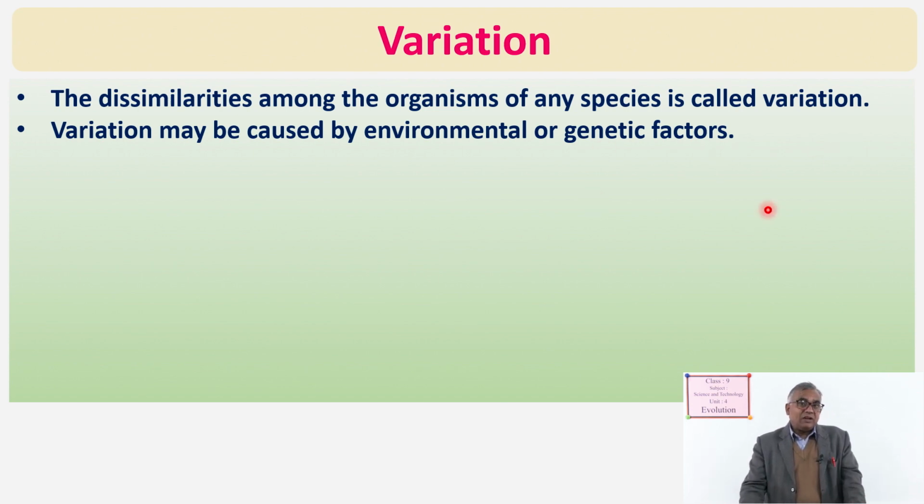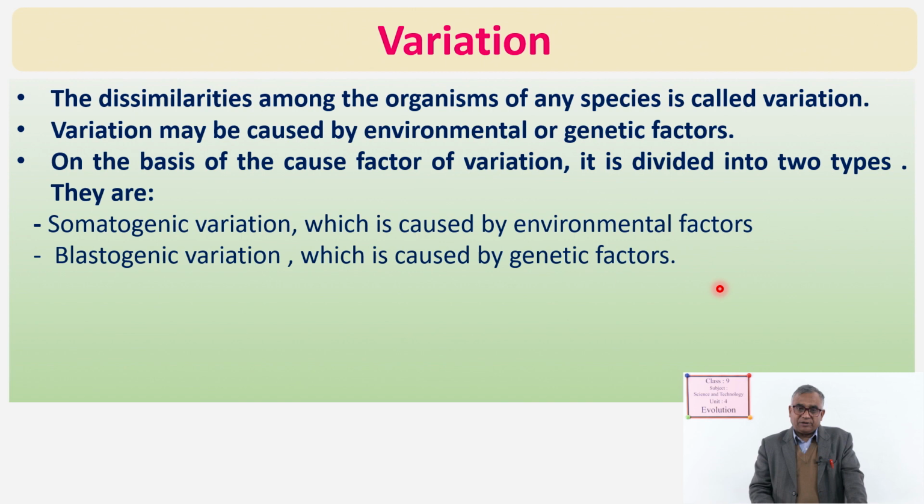Genetic factors are caused from germ cells, that means before the birth of an organism, when fertilization takes place, then in germ cells that change occurs. That is called as what? Genetic factors. So these are the two main causes of variation.